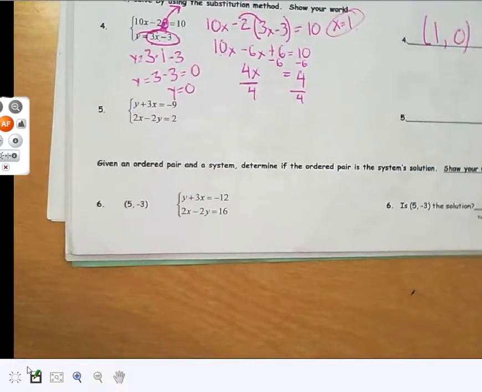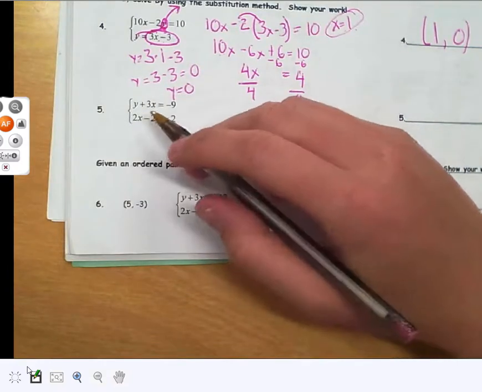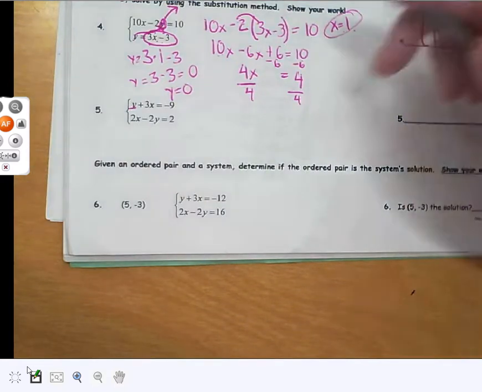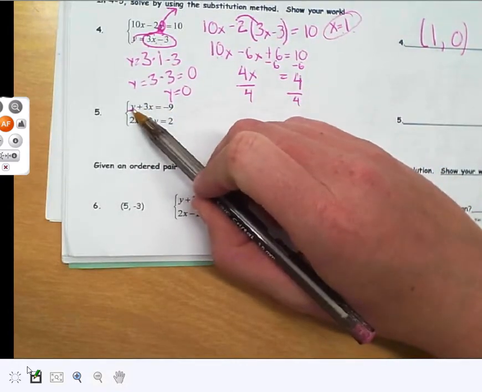All right, on number 5, we have a problem. We don't have a letter by itself. Which one's going to be the easiest to get by itself? Well, this one already doesn't have a number in front of it. So because it doesn't have a number, and all the others do, it's the easiest one to get by itself.